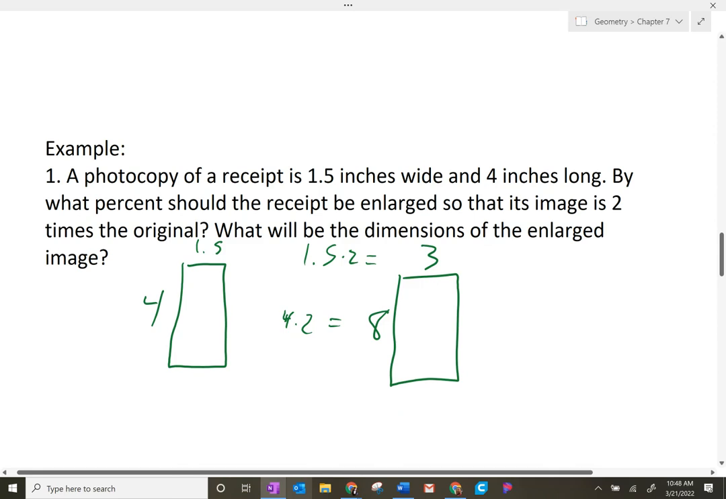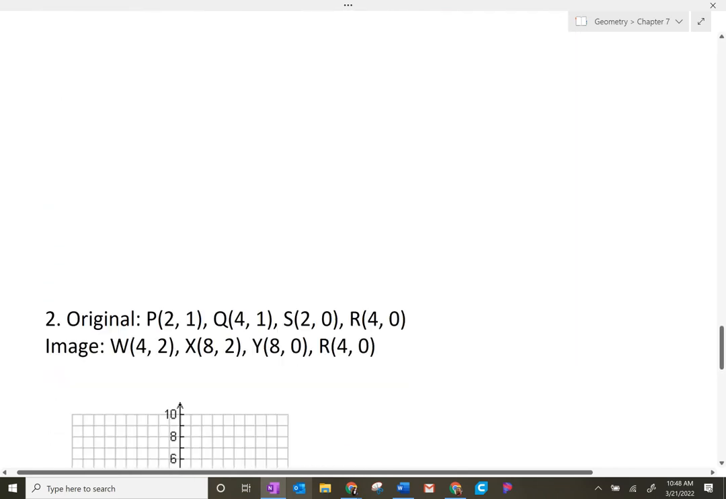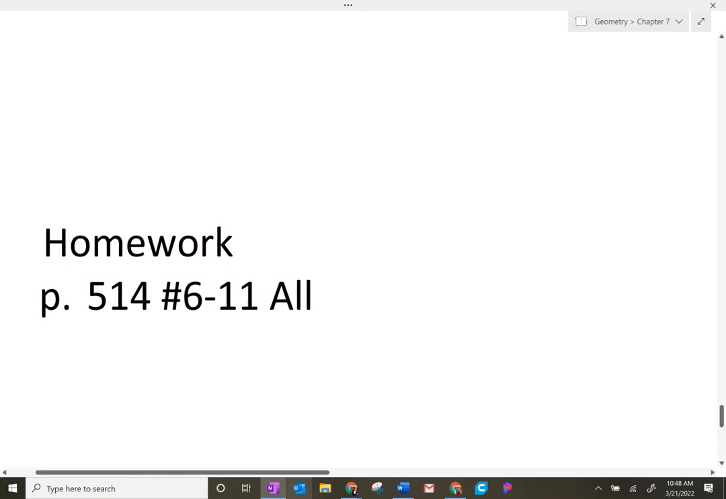Questions on the story problem? Sweet. Here's what you got: 6 through 11, all. You have 6 more problems, and then you are done, with like 12 minutes to go.